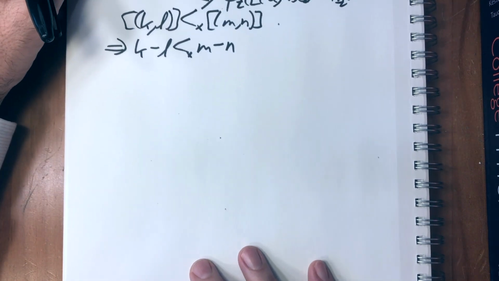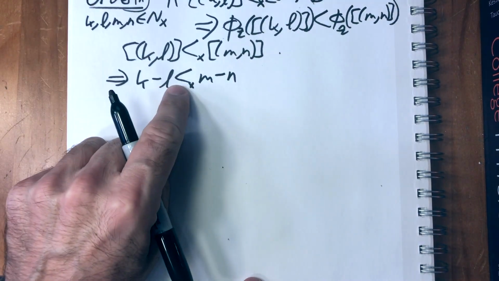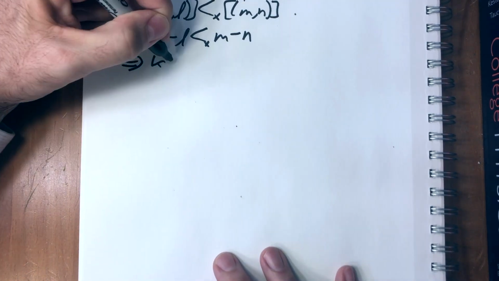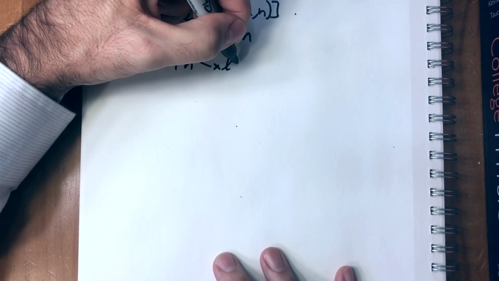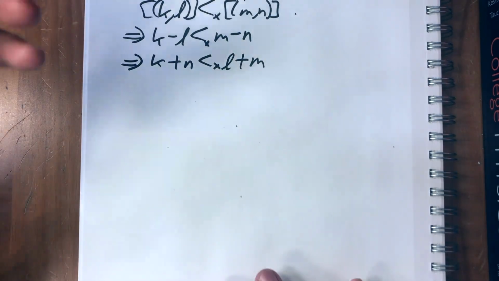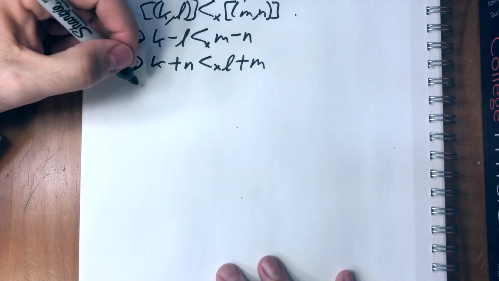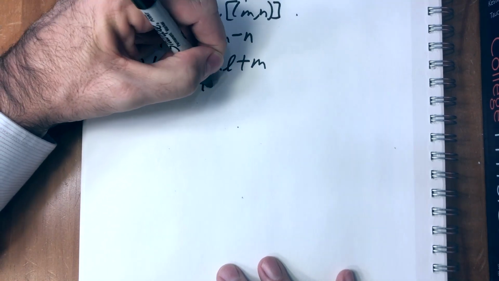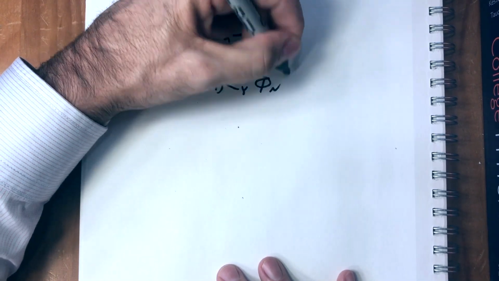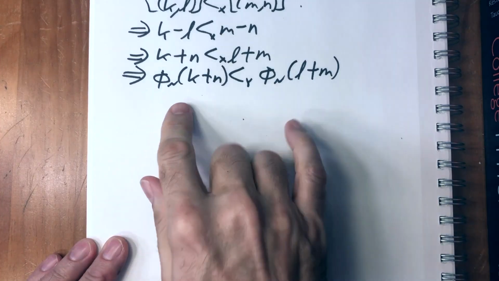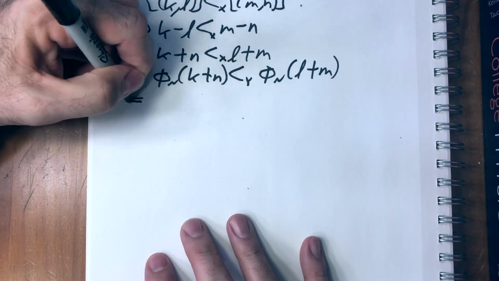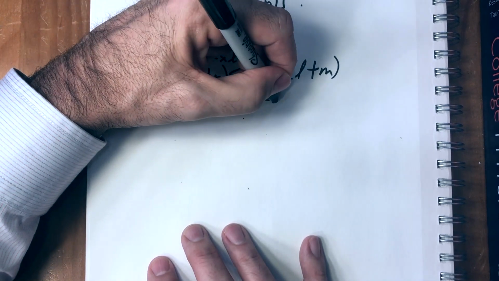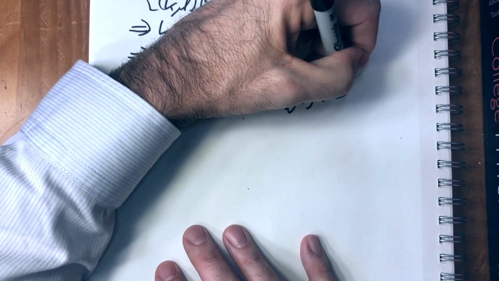So now we can just rearrange these. We can add L to both sides without changing the inequality. We can add N to both sides without changing the inequality, and we end up with K plus N is less than L plus M. Now, because phi sub N is order preserving, that means that if this is less than this, then phi of N of K plus N is less than phi of N of L plus M. Now we're in Y. Now we can apply the additive property of phi sub n. So we have phi n of K plus phi n of N is less than phi n of L plus phi n of M.